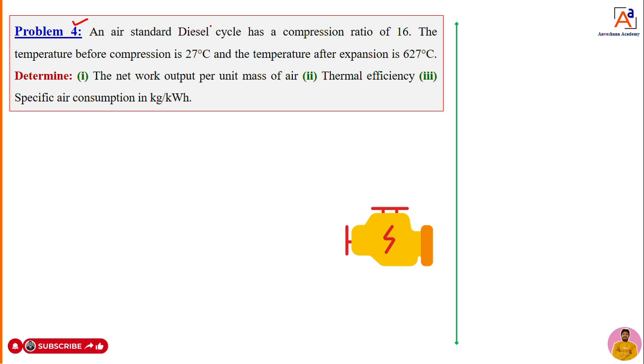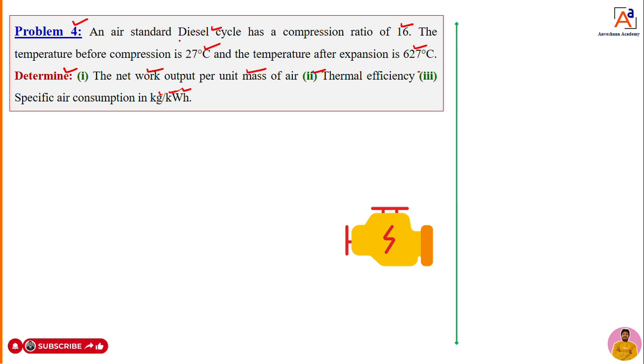An air standard diesel cycle has a compression ratio of 16. The temperature before compression is 27 degrees Celsius and the temperature after expansion is 627 degrees Celsius. Determine: first, the net work output per unit mass of air; second, thermal efficiency; third, specific air consumption in kg per kilowatt hour. This is the problem he has given.